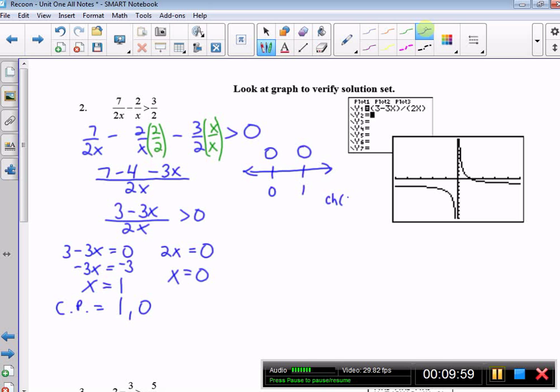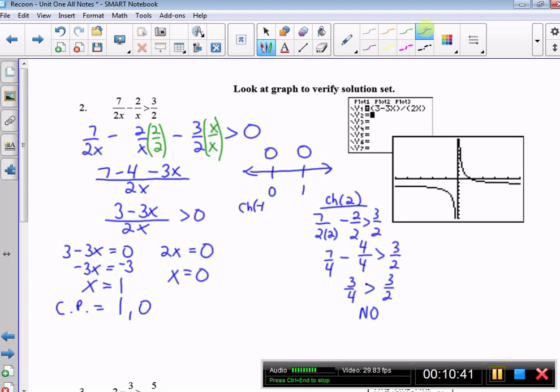Easiest things to check would be 2 and say probably negative 1. So 7 over 2 times 2 minus 2 over 2 is greater than 3 over 2. So 7/4 minus, now I'm going to just convert this to fourths. So I'm going to multiply this 2 halves and make it 4 over 4. And then is that greater than 3 halves? So 7 minus 4, so is 3/4 greater than 3 halves? No. So 2 is not part of the solution.